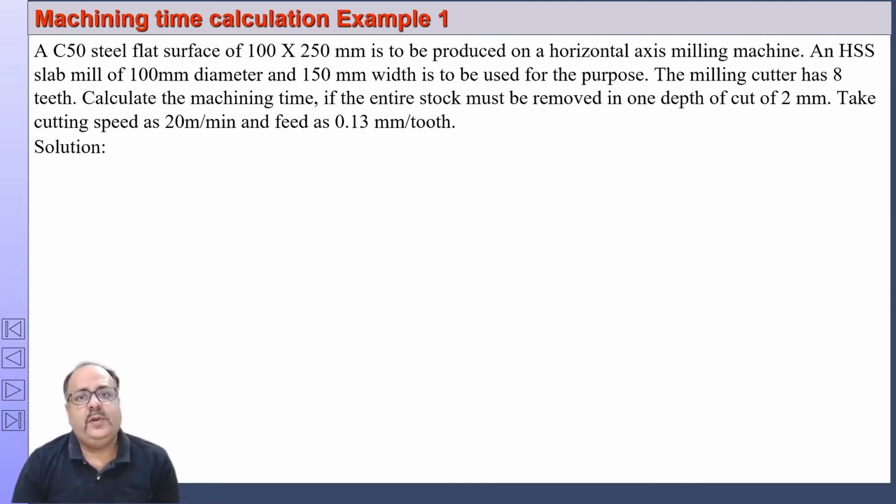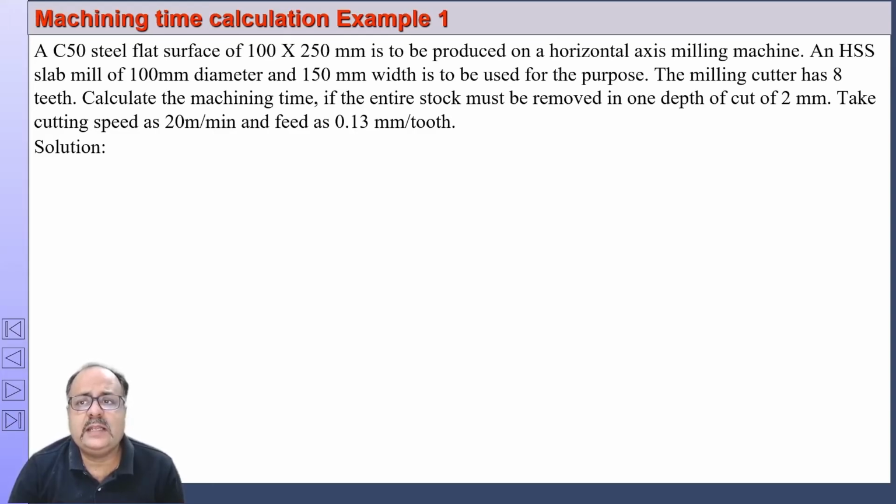Okay, so this is the problem. Just take some time and go through this problem. Pause the video here and go through this problem carefully. So here there is a certain material of dimension 100 into 250 mm. So length is 250 and breadth is 100, to be produced on a horizontal axis milling machine. Therefore you have to use a slab milling operation, and an HSS slab mill is used of 100 mm diameter and 150 mm width.